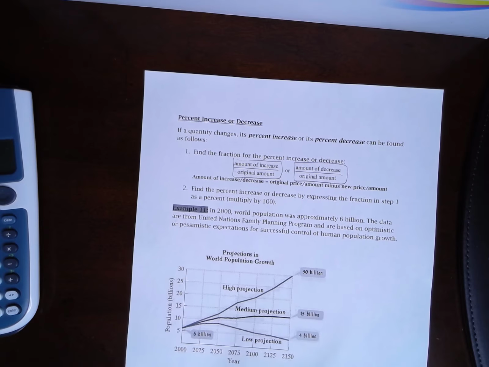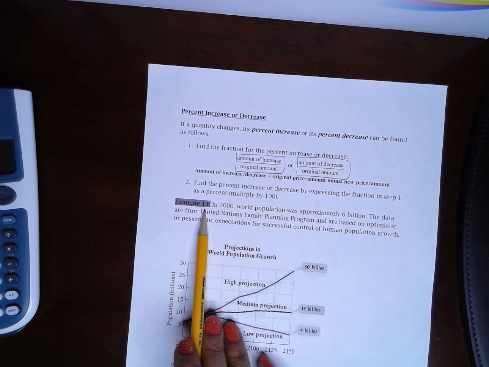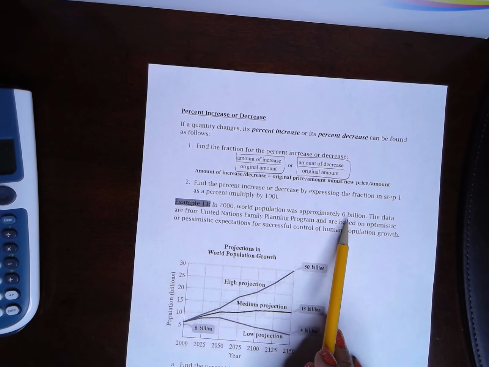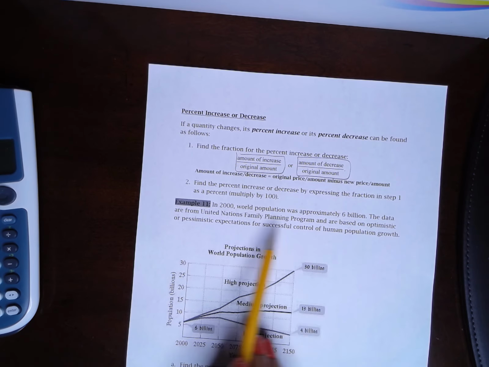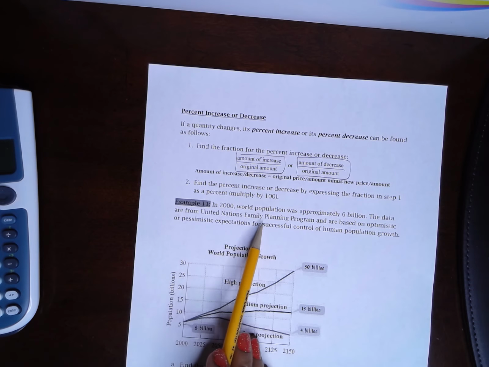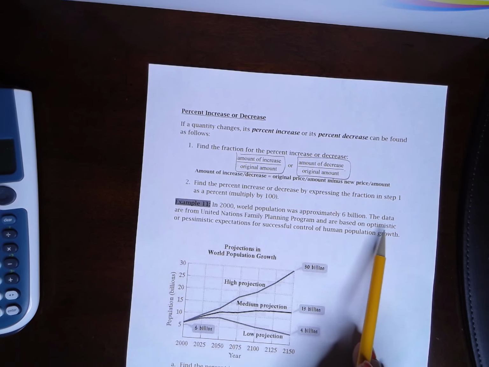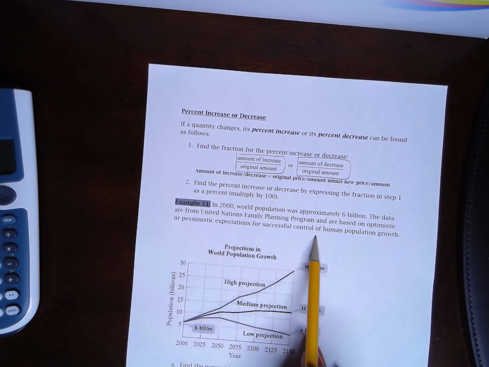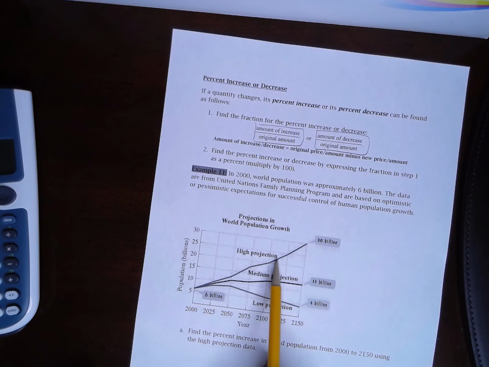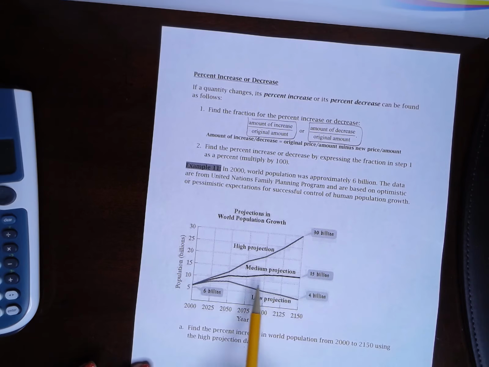So let's do it. So in example 11, in the year 2000, world population was approximately 6 billion. The data are from United Nations Family Planning Program and are based on optimistic or pessimistic expectations for successful control of human population growth. So projections in world population. So we're going to use this line for projection if it is a high projection. The middle one is for the medium projection, and the last one is for the low projection.